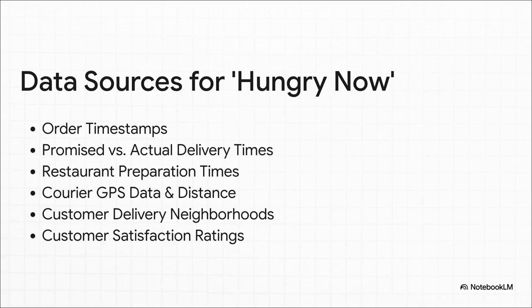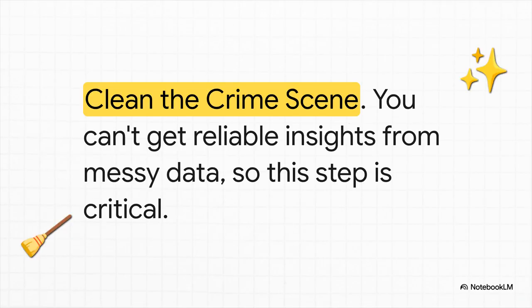For our Hungry Now case, we're pulling in all sorts of evidence. We've got order timestamps, promised versus actual delivery times, restaurant prep times, even the courier's GPS data. And, of course, we can't forget those all-important customer satisfaction ratings. Every single one of these could be the clue that cracks the case. But here's the thing about raw evidence. It's almost always messy.